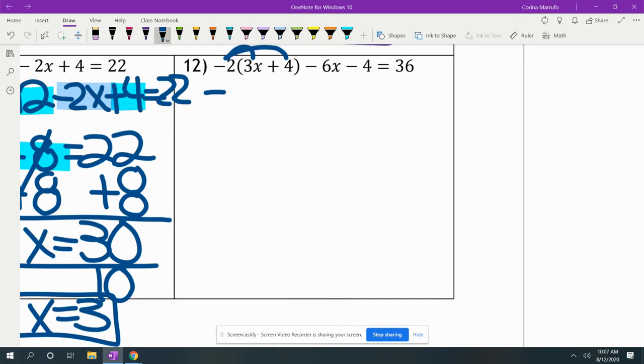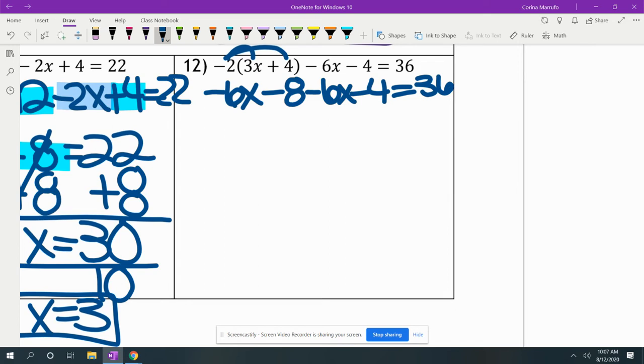-2 times 3x is going to give us -6x. -2 times a positive 4 is going to give us a -8, so we have to write it as -8. Once we distribute that -2, we just recopy everything that was on there: -6x minus 4 equals 36.